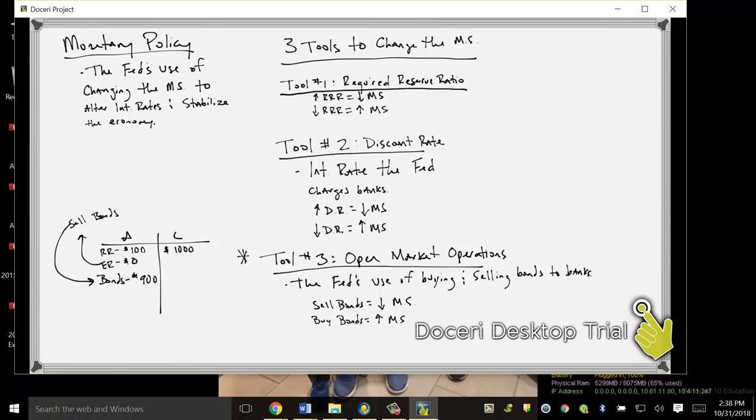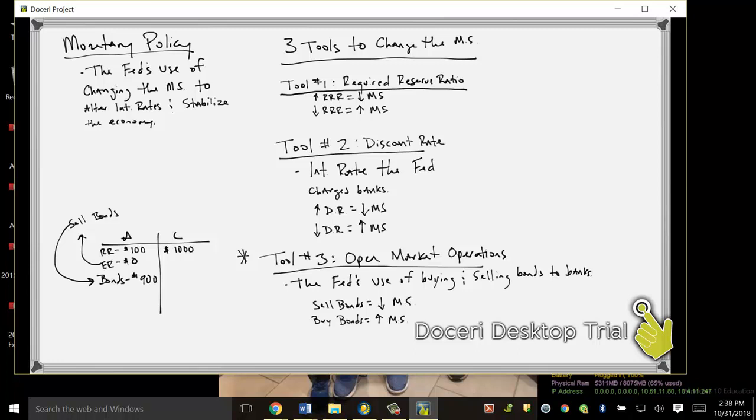And so in the banking world or the banking system, we have less money available to loan out. Therefore, we can't create as much money. And so we say then that the money supply is going to shrink because that opportunity to loan money is taken away.